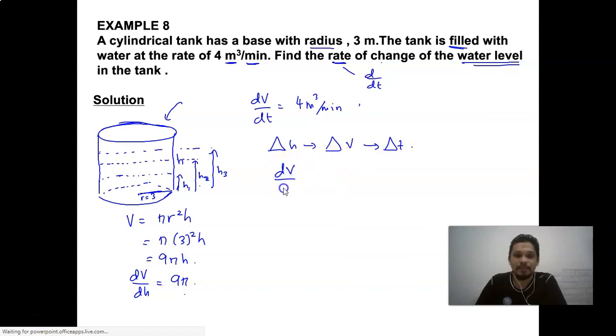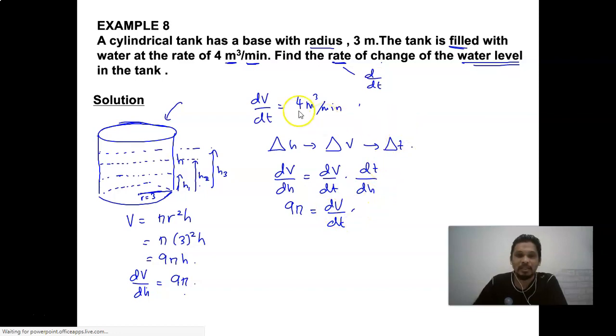So dV/dH is equal to dV and dH. So the change of V with respect to time, and also the change of H with respect to time here. Let's see what is given in the question. dV/dH equals 9 pi. And dV/dt, the change of volume with respect to time, is not given in the question. So this is what we are going to find later.